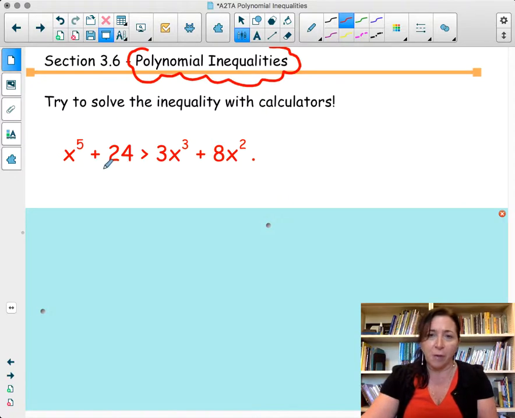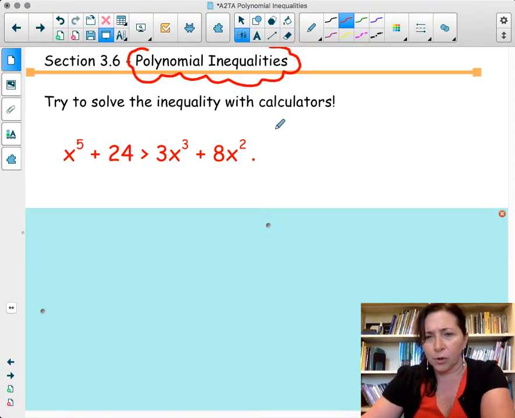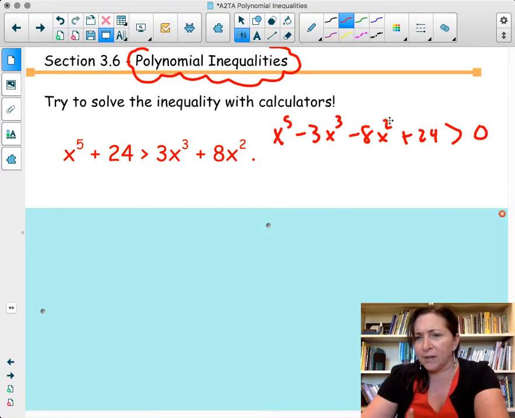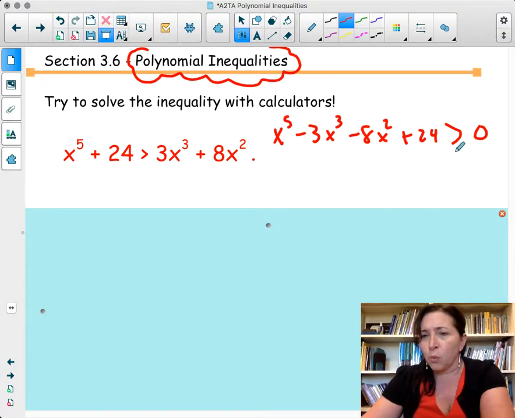So for this problem, the first thing I would do is I would put this in order and standard form. So x to the 5th, move these over. So that's going to be minus 3x cubed minus 8x squared plus 24 greater than 0. So what it's asking me is I have a polynomial equation right here, and it's asking me, where is my graph greater than 0?